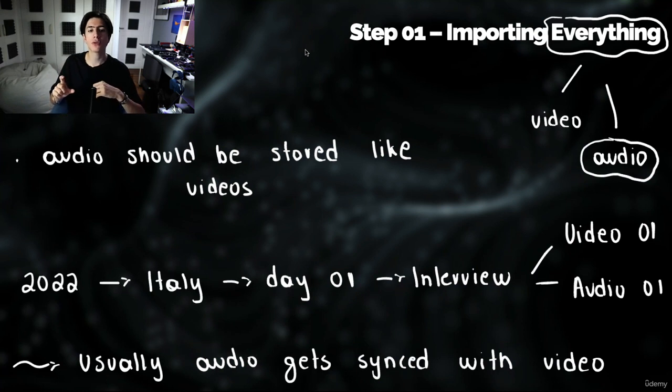Another thing that I want to point out is that most people don't actually store audio like video, and this is a big mistake. Audio should be stored exactly like videos. For example, again, 2022, subfolder Italy, subfolder day 1, subfolder from the interview that you shot there, and then inside there, 01 with the name of the video and 01 with the name of the audio.